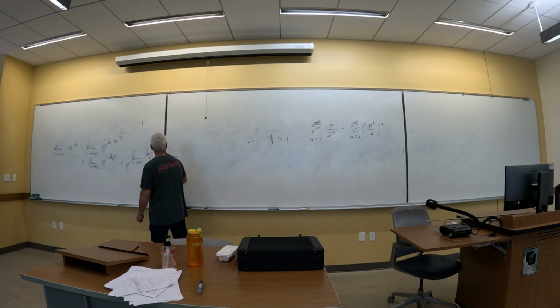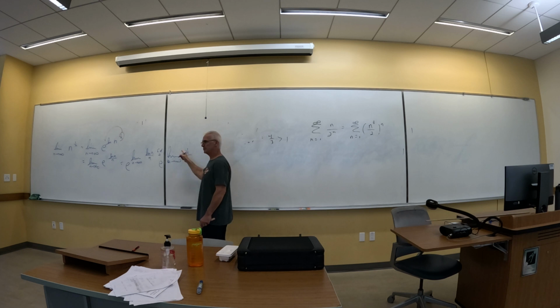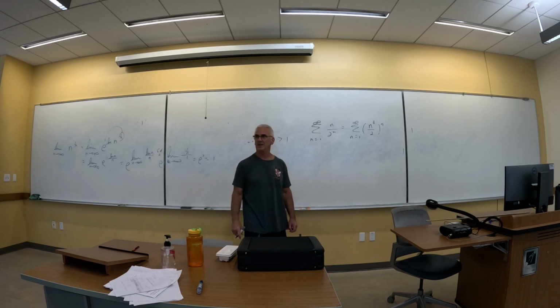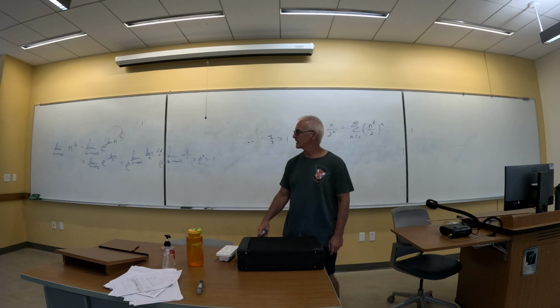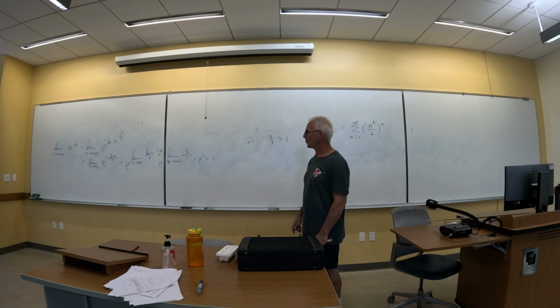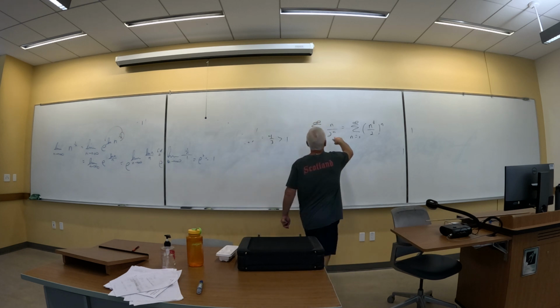Oops, sorry. E to the, what am I going to get? 1 over n over, and as n goes to infinity, that approaches 0. Oh, well, that's kind of helpful. N to the 1 over n approaches 1. Now, I have an n.